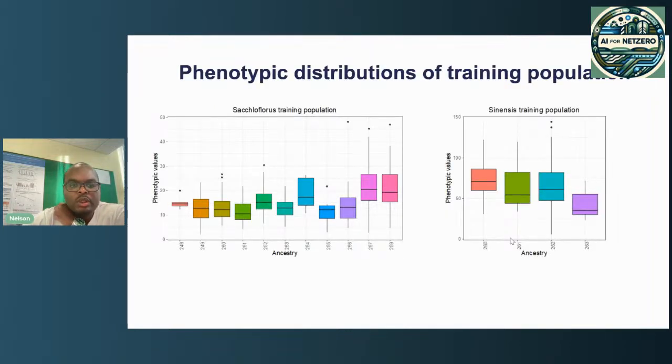So I thought of showing the phenotypes, how they're distributed in the population. So we had a trait called yield. On the left-hand side is the Saclophorus population, which was more than the Sinensis population.